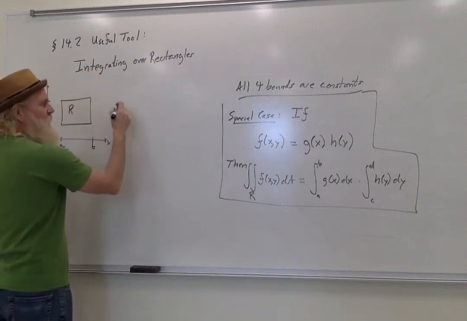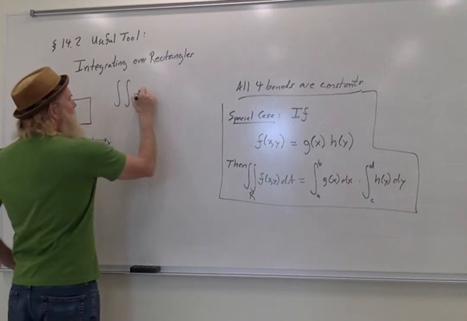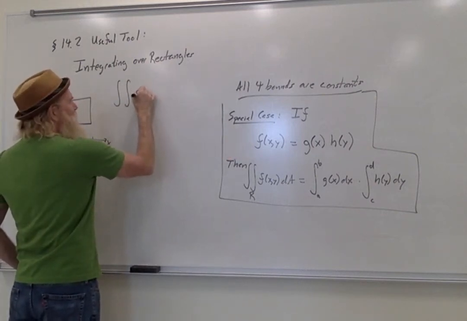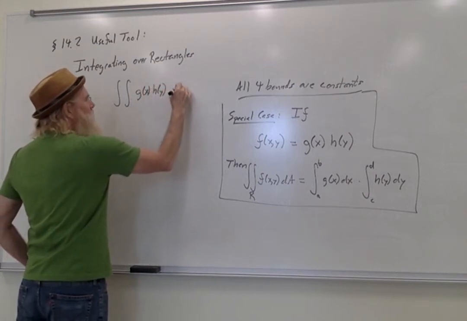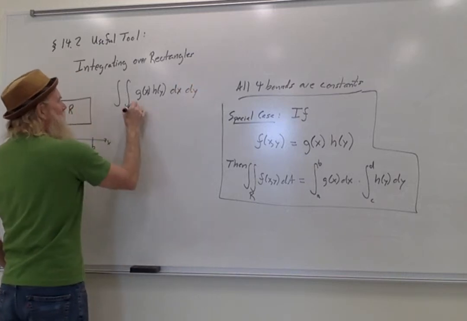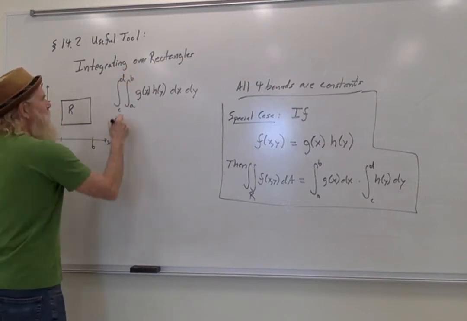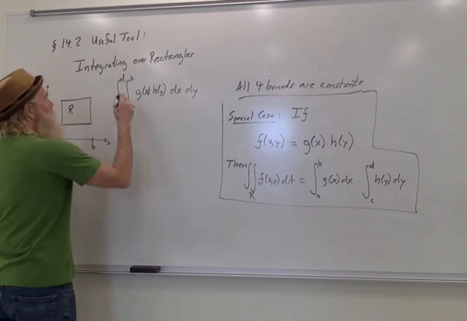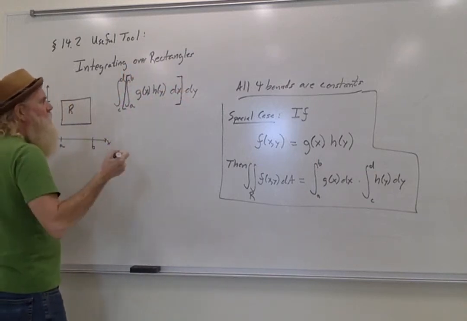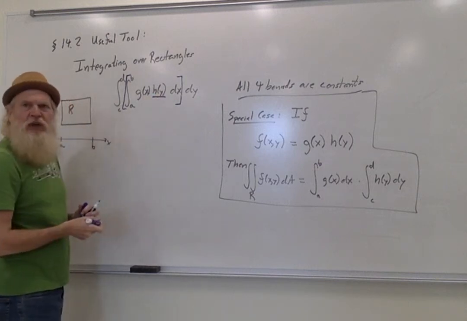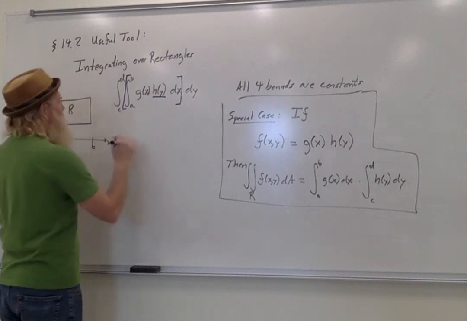So let's say that we have set up our double integral, let's say in the order dx dy. So f of x and y has been factored as g of x times h of y, dx dy, where x goes from a to b and y goes from c to d. Now, on this inside integral, we're going to integrate with respect to x, treating the y's as constants. Well, that means that I'm treating the whole function h of y as a constant. And constants can be factored out of integrals.